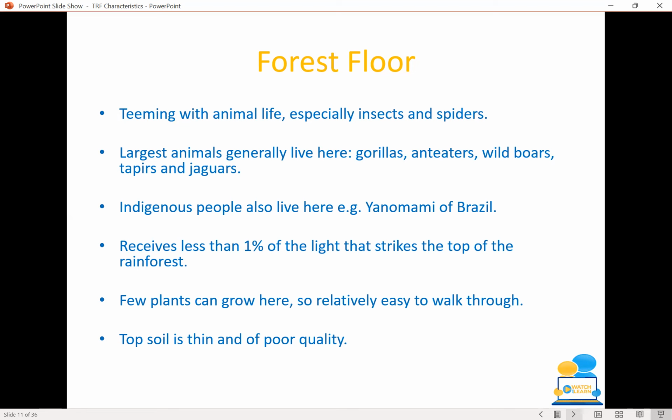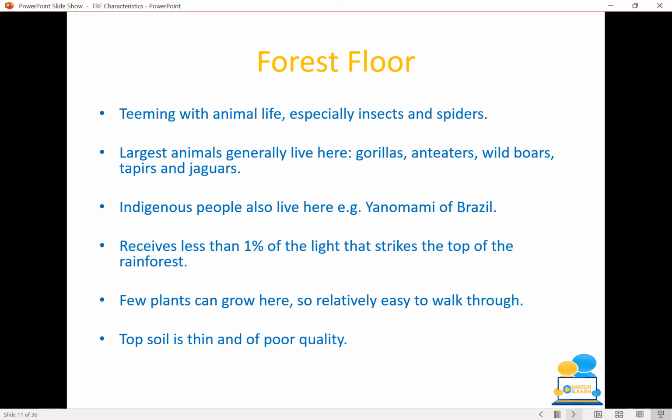And this has led to a lot of adaptations in plants in order to survive, as we're going to see. So as a result, few plants can actually grow here on the forest floor because it does not get all the sunlight. So it's relatively easy for us to walk through because we don't have all those plants growing in this particular part of the rainforest.